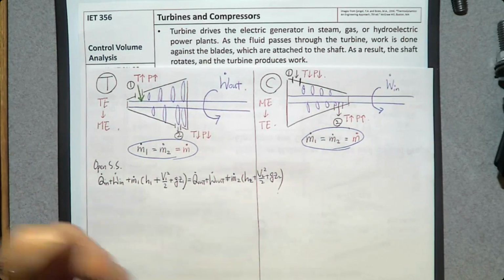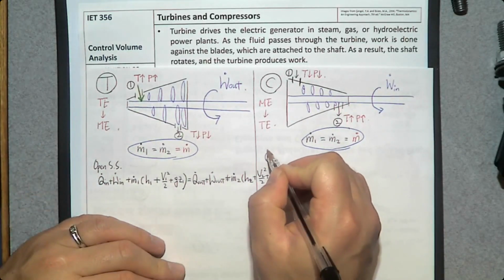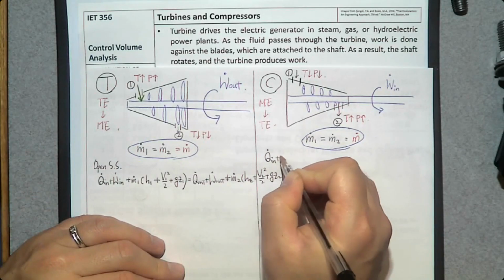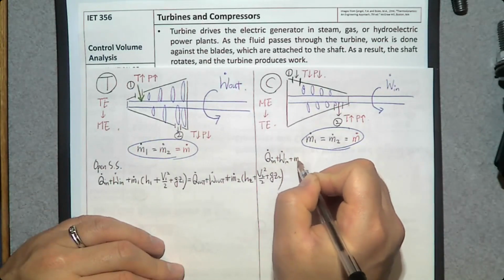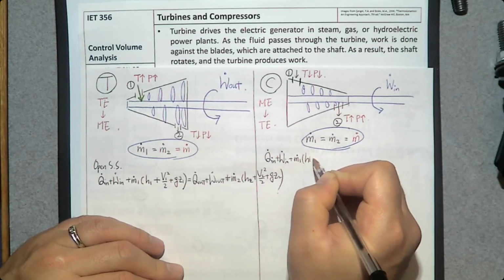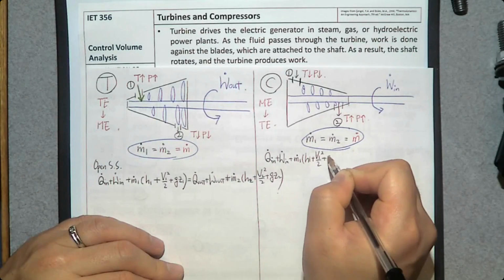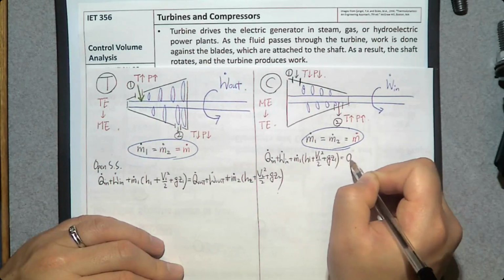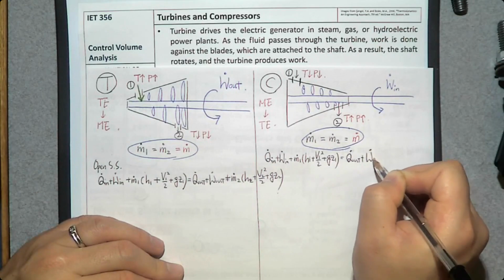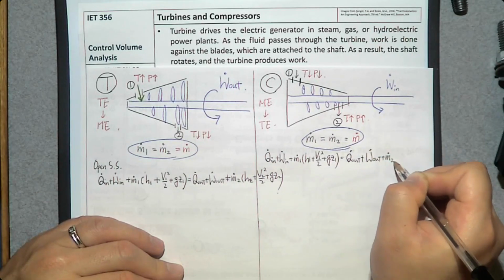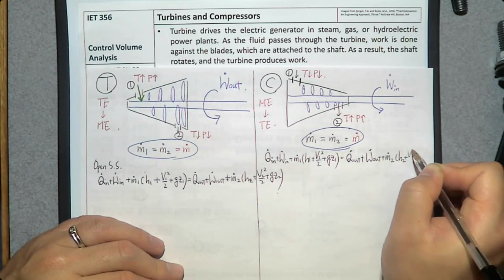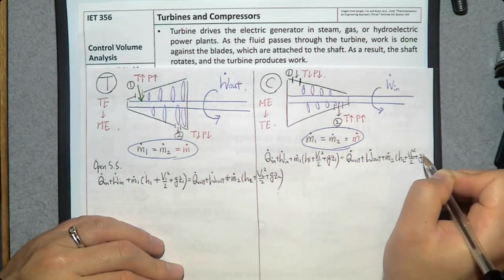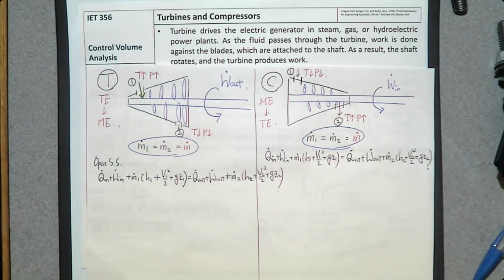What about this compressor? I'm going to write it again. Let's repeat the same energy balance equation. Q dot in, W dot in plus m dot at the inlet, which has enthalpy, kinetic energy, and potential energy. It equals Q dot out plus W dot out plus m dot at the exit, which has specific enthalpy, kinetic energy, and potential energy. This was the hardest part because the general energy balance equation is pretty long, right?